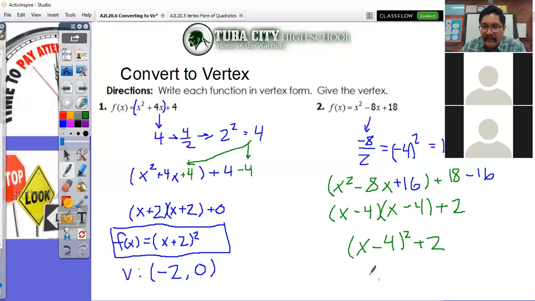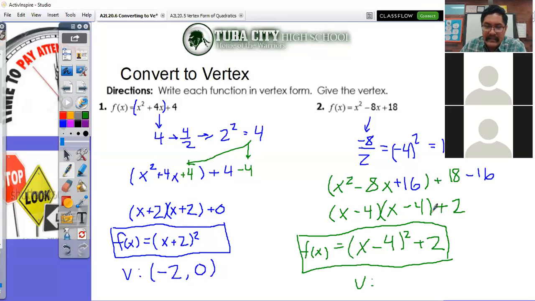So now we have our vertex form. But we also have to give the vertex as well. So vertex is opposite of negative 4, so that's positive 4, 2. And I really should put this in a box too, maybe next time.